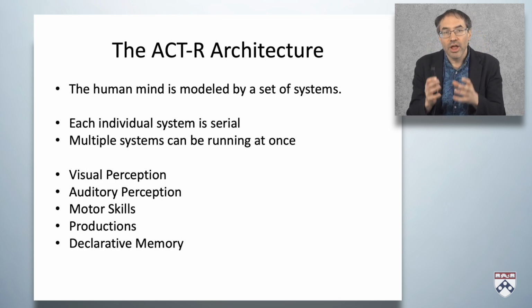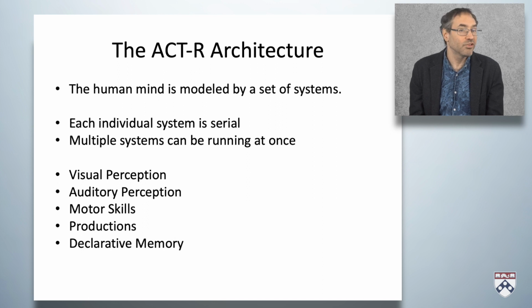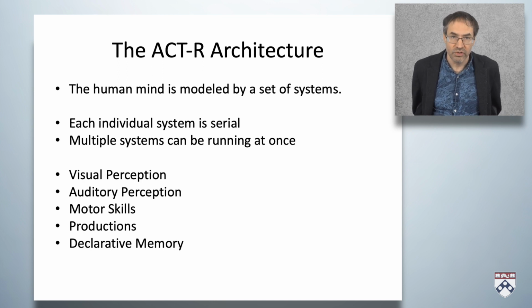In ACT-R, the human mind is represented by a set of systems. Each individual system is serial, which means it can only do one thing at a time, but multiple systems can be running at once. And these systems include visual perception, auditory perception, motor skills, productions, which is cognitive skills, and declarative memory, which is facts.